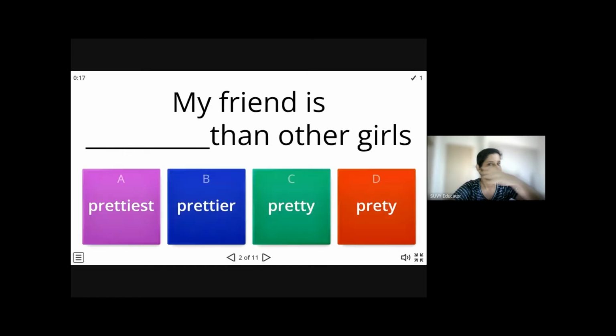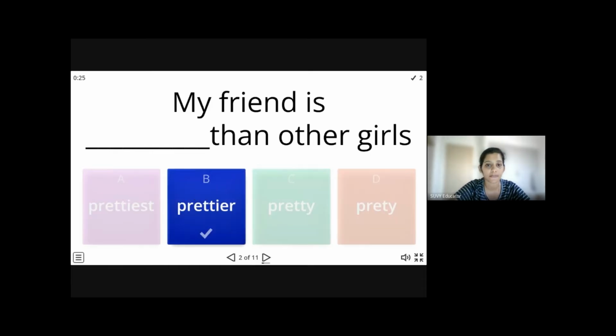Next, my friend is dash than other girls. So now this is about a friend and other girls. So again, it's a comparison. So my friend is prettier than other girls. Okay.